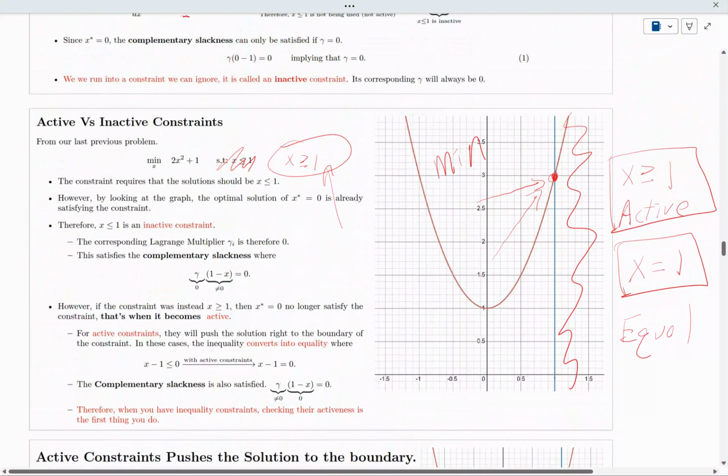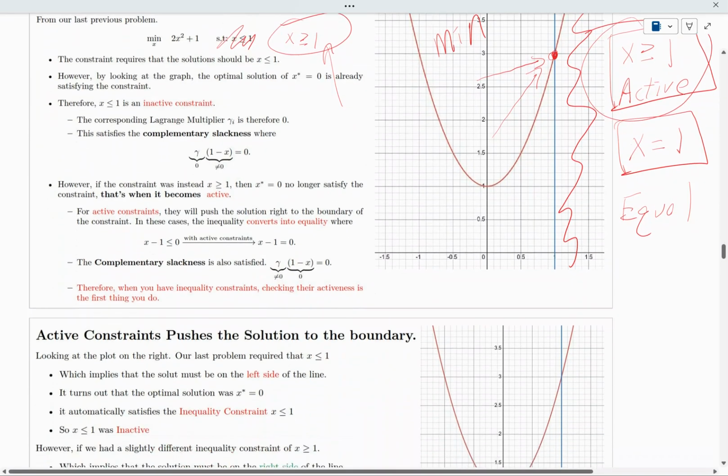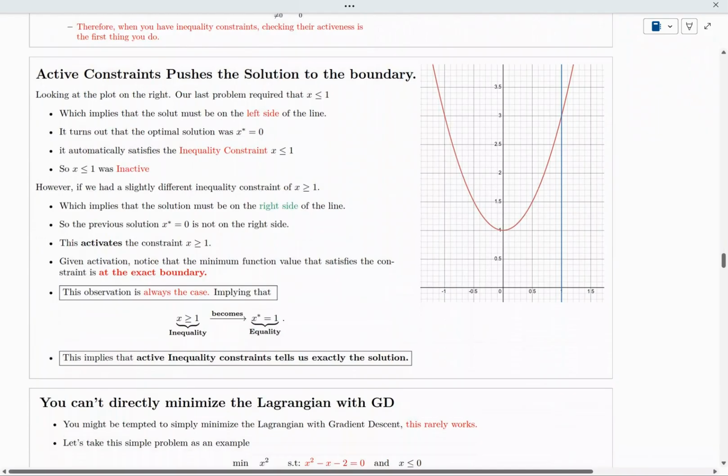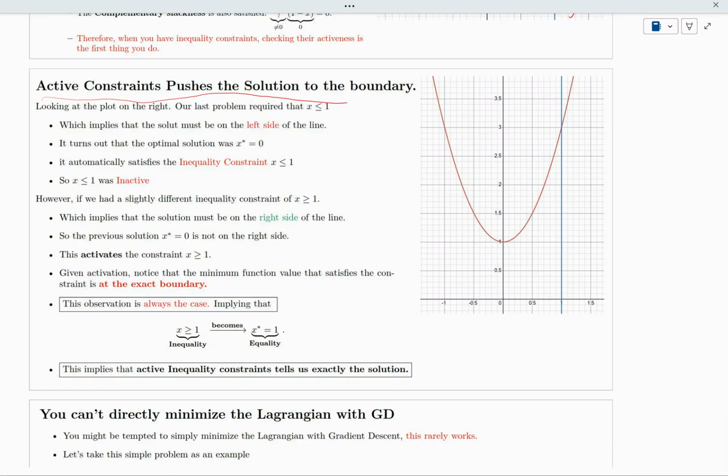So basically, whenever you have inequality constraints, you want to check the different cases. Is this an active constraint or an inactive constraint? And then you can either get the exact solution or you could ignore it. So either way is actually pretty good. I think this is the same slide. It's basically saying an active constraint pushes the solution to the boundary. Okay.